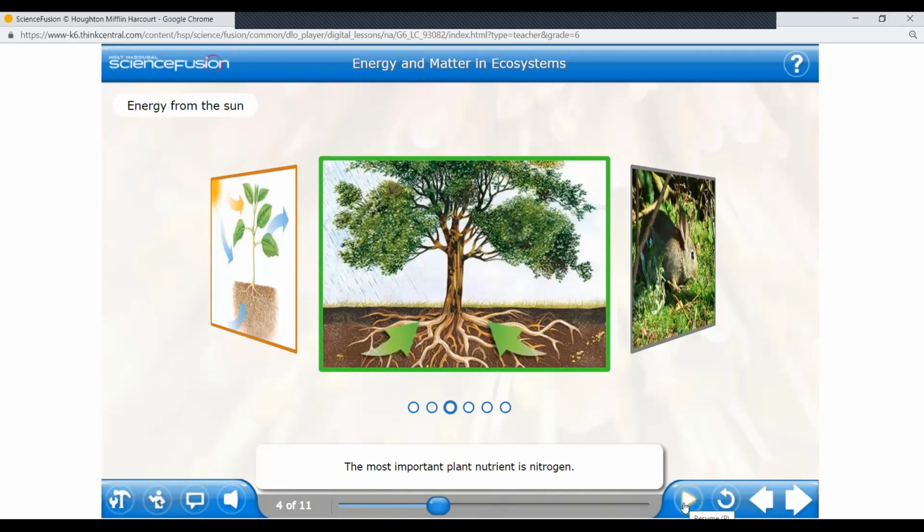Till now, till grade 6, you learned that plants only need water, carbon dioxide, and sunlight. But the most important thing is nitrogen also. It takes from air and soil. Soil contains nitrogen compounds. They take nitrogen from soil and air.